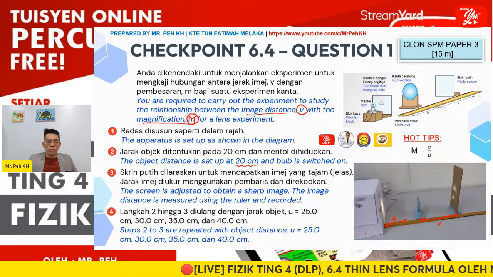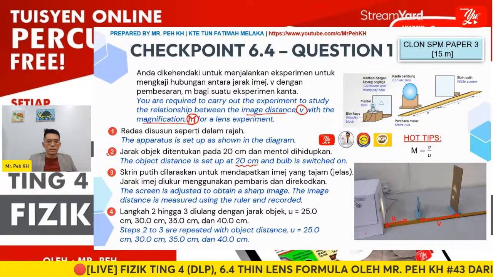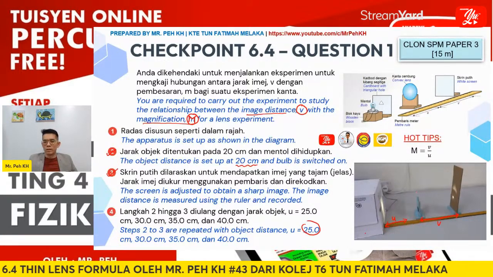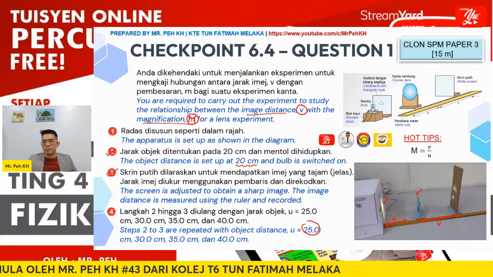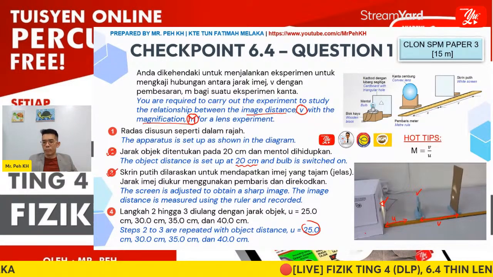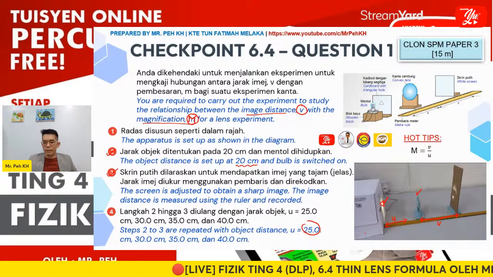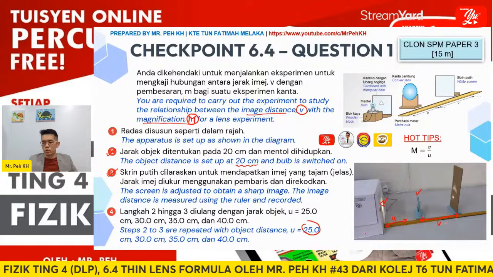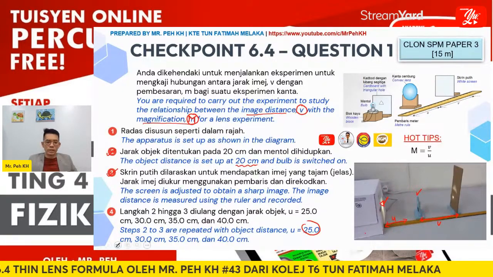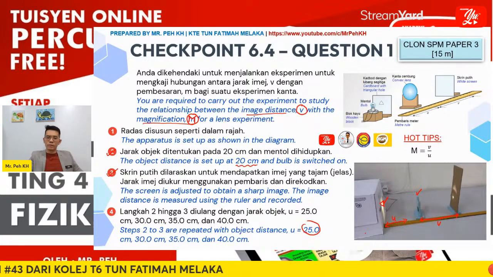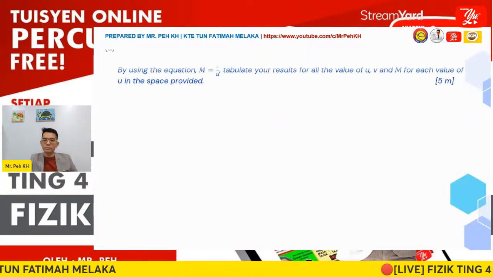So here repeat steps 2 and 3 with U equal to 25. That means you adjust your lens and the bulb. Here is actually the triangle, the cardboard, which is at 25 cm. Adjust the widescreen until a sharp image forms on the widescreen, so you measure your V. And then repeat with 30, 35, and 40. Normally it will be 5 values of U and V, and you will get 5 readings of V.